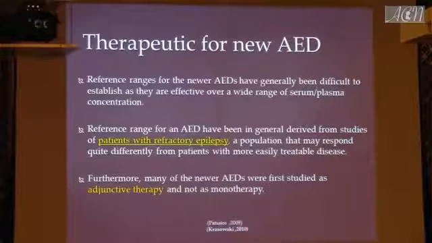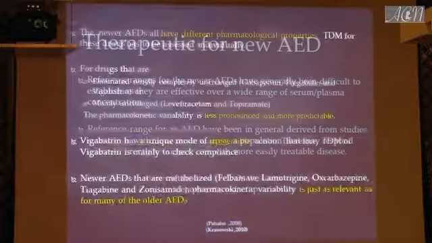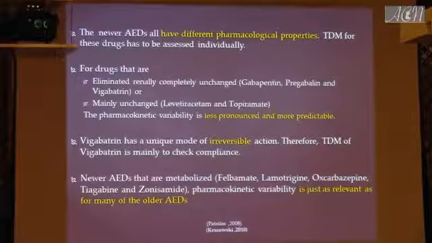It has been really difficult to establish the therapeutic drug level for these medications because they were efficacious over a large range of drug levels. It has been mainly derived from patients with refractory epilepsy, and most of these medications, when they monitored their blood level, were more of add-on medications, and they were not used on their own. All have different pharmacological properties. So for these medications, you have to assess the efficacy of each medication individually.